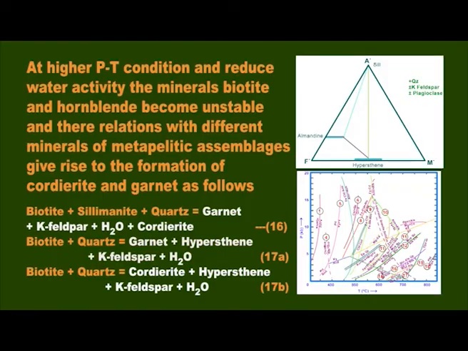Pyroxene granulite subphases. At a still higher pressure-temperature condition and reduced water activities, the minerals biotite and hornblende become unstable, and their relation with different minerals in metapelite assemblages gives rise to the formation of cordierite and garnet as follows. Biotite plus sillimanite plus quartz gives rise to garnet plus potash feldspar plus cordierite plus water, reaction number 16. Another reaction is biotite plus quartz gives rise to garnet plus hypersthene plus potash feldspar plus water, reaction 17A. Another is biotite plus quartz gives rise to cordierite plus hypersthene plus potash feldspar plus water, reaction 17B.